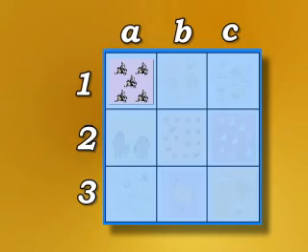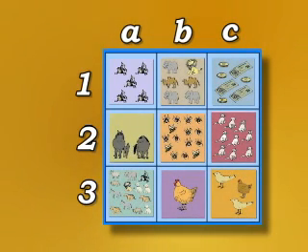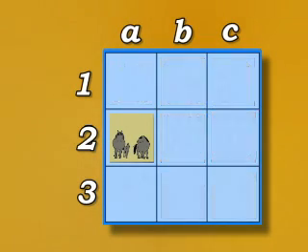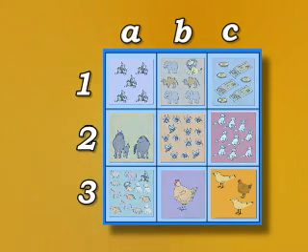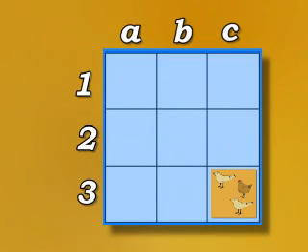Let's do another. In which square can I find 3 items? Well, in square 2A, there are 3 horses. But what other square contains 3 things? Can you see? That's right, it is square 3C. The picture is of 3 birds.